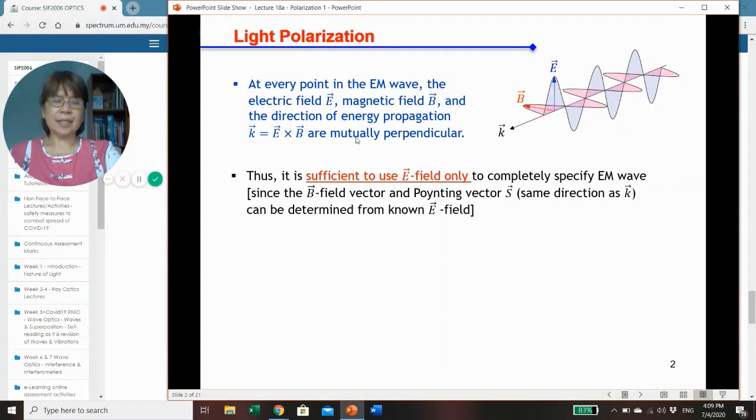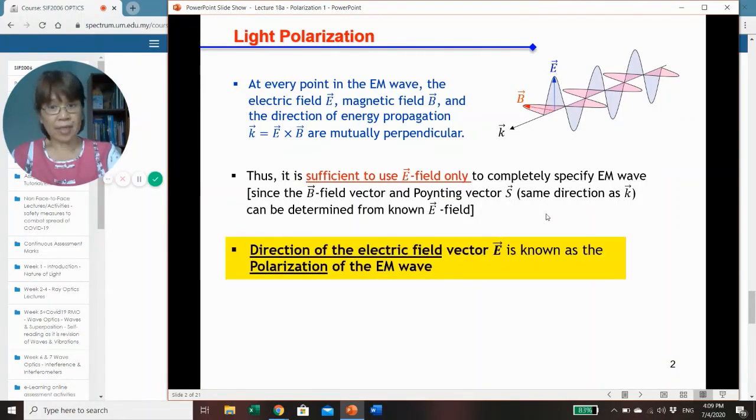Since we know that this relationship in terms of orientation is always the same, it would be enough to completely specify the electromagnetic wave using just the E field alone. That's why in polarization, it will be described by just the direction of the electric field, because once we know the direction of the electric field, then we will know the orientation of the magnetic field as well as the direction of propagation.